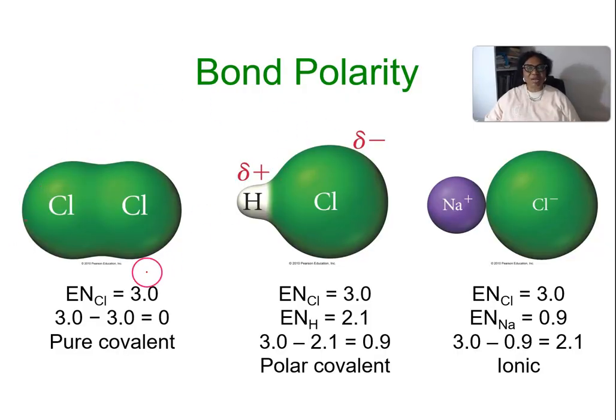So, bond polarities. You can see this is chlorine, chlorine, 0, a pure covalent compound. This is hydrogen and chlorine, a polar covalent compound. Then sodium and chlorine is ionic, you see, greater than 1.9.